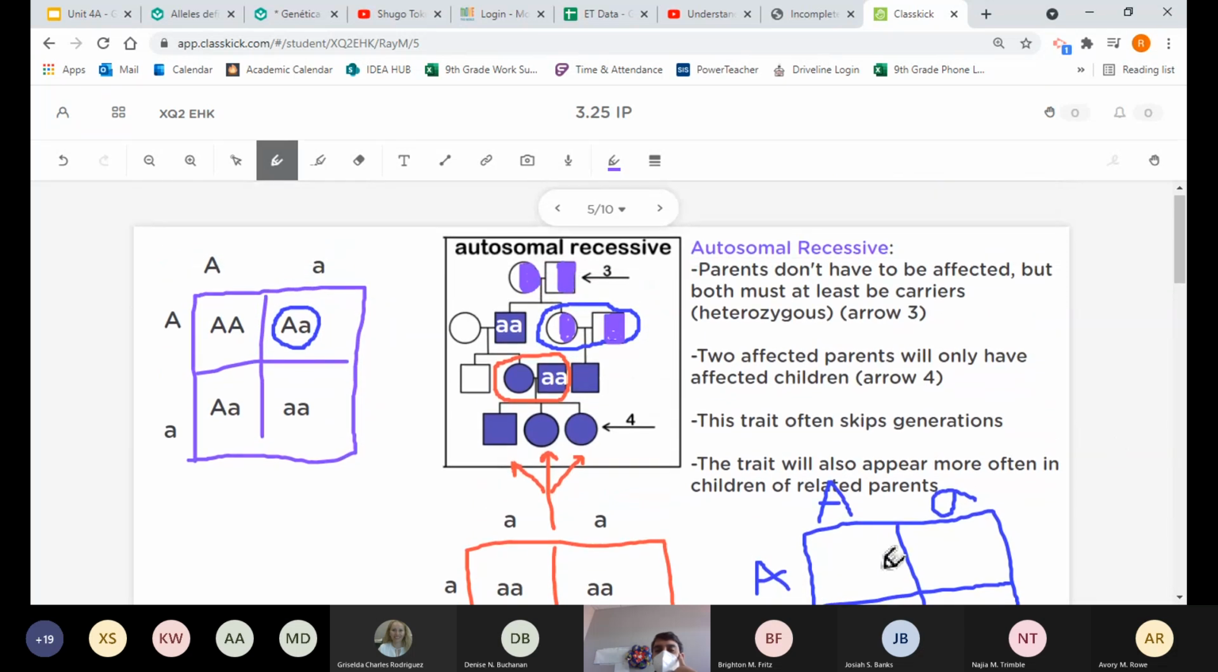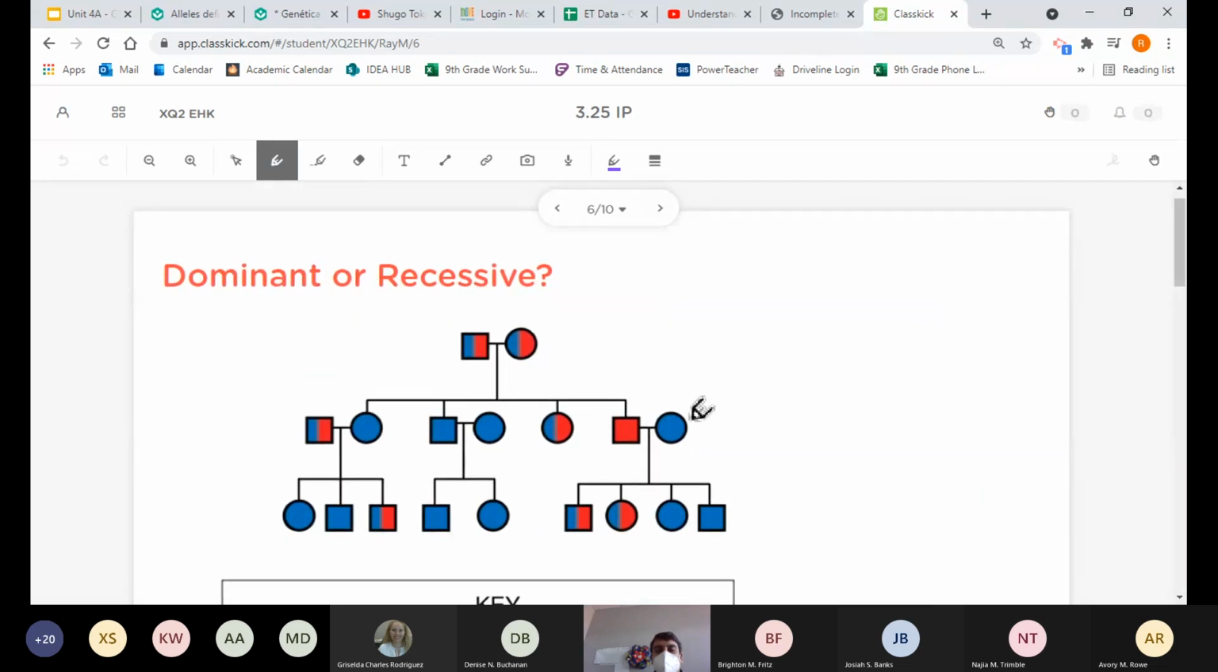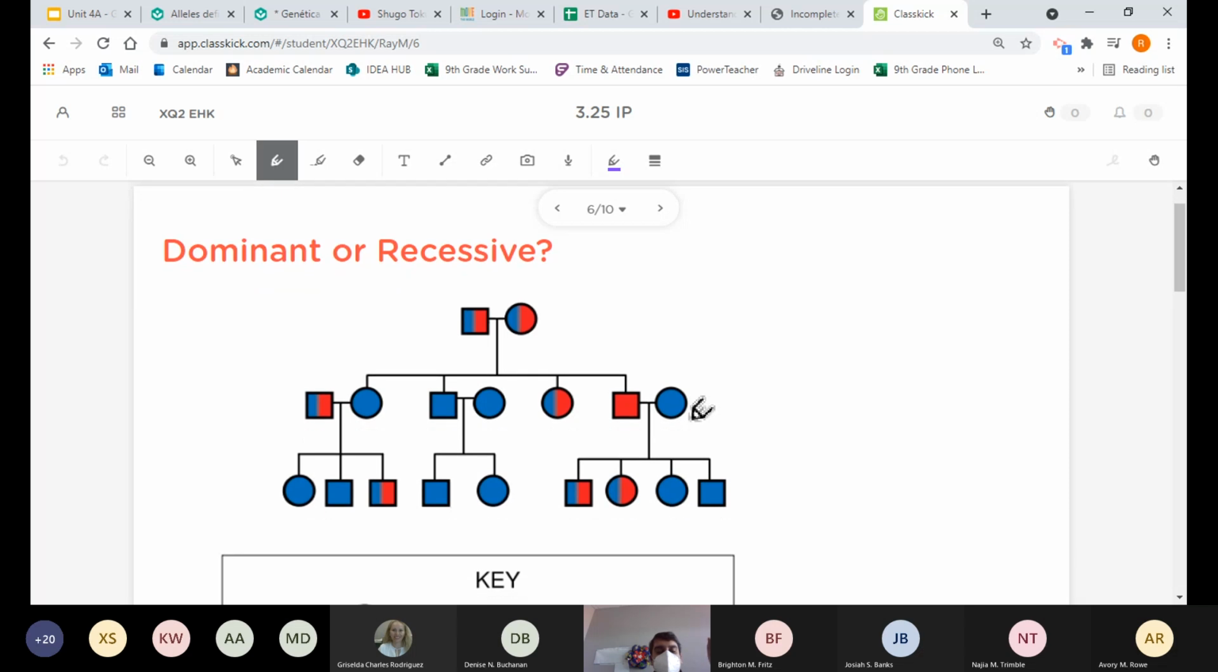All right, are there any questions then about autosomal recessive? Okay. What I'm going to do then is I'm going to give you 3 minutes, and I want you to tell me in the chat box if this is dominant or recessive. So again, I'm going to give you 3 minutes. In the chat box, let me know dominant or recessive and tell me why. All right, your time starts now. 3 minutes.